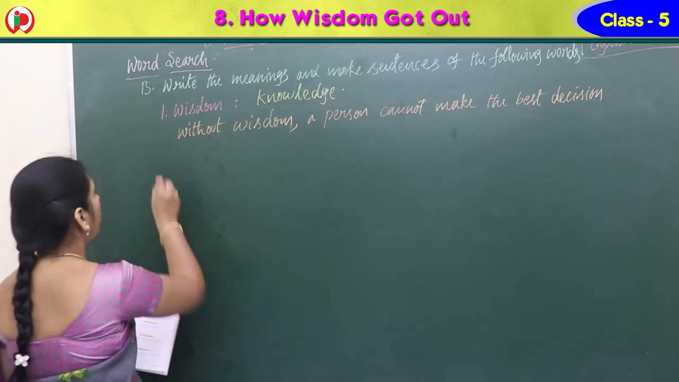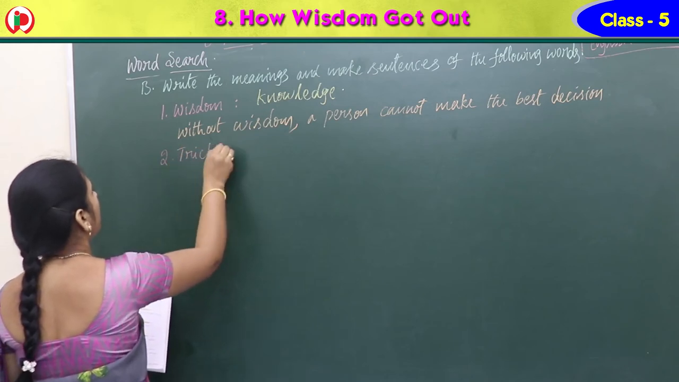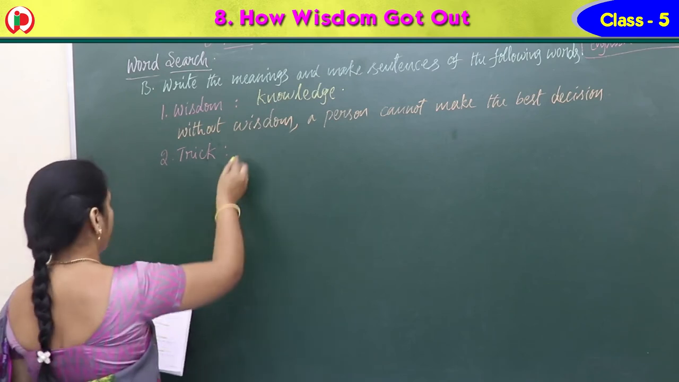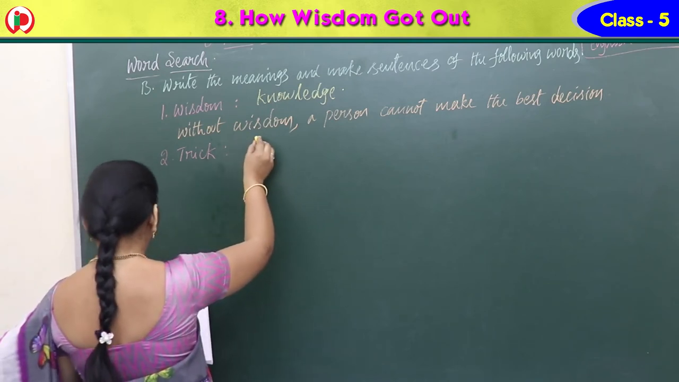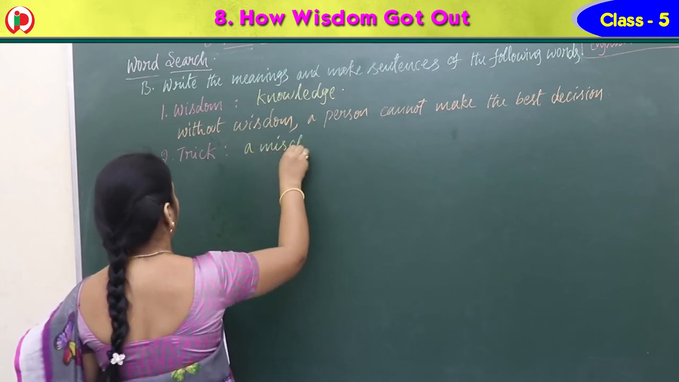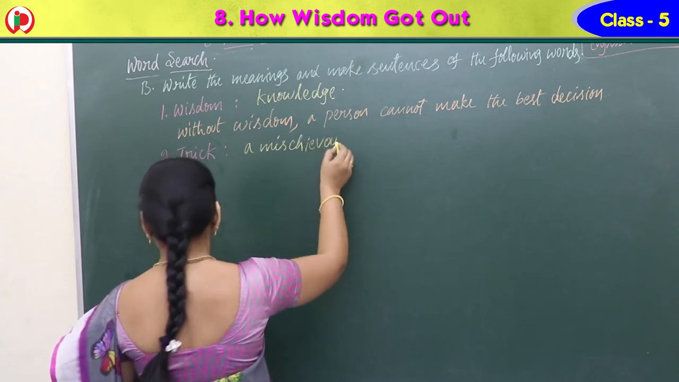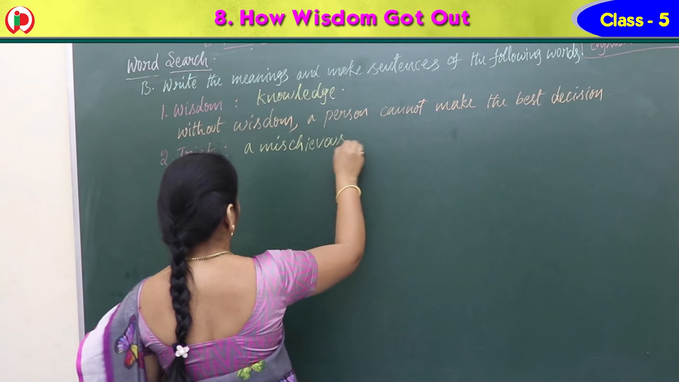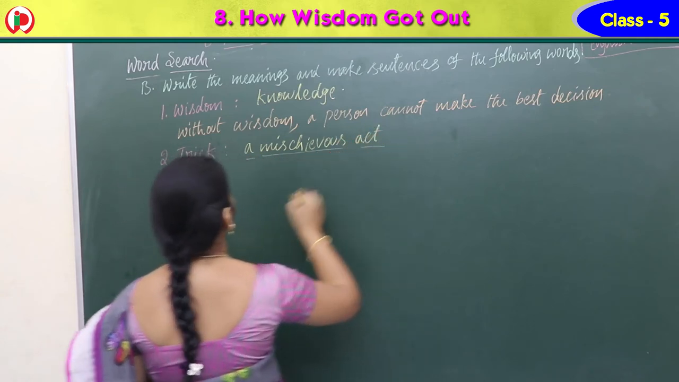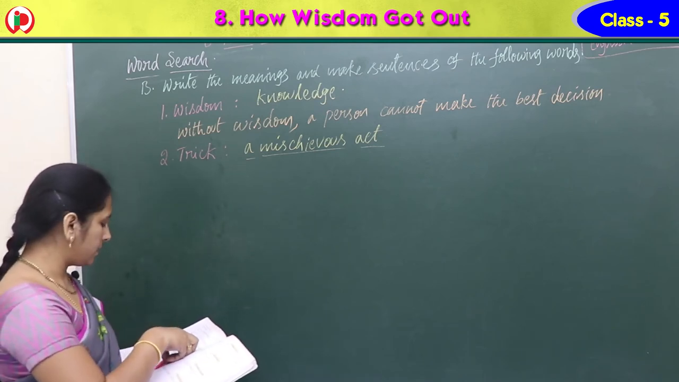And see the second one, what do we have? Trick. Second one they have given. So what is the meaning of trick? Trick means a mischievous act. So what can we write the sentence for this?